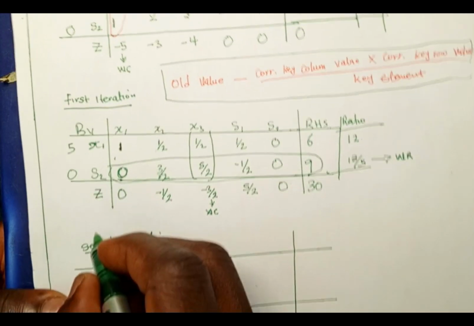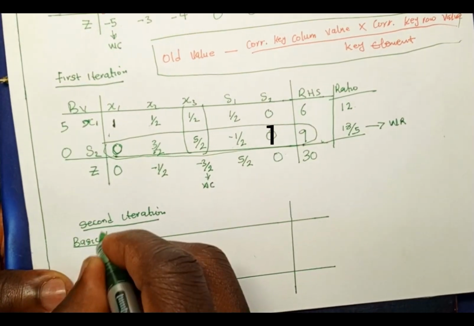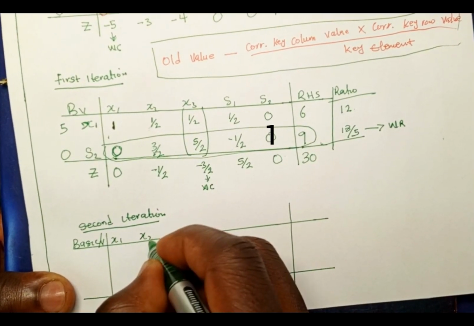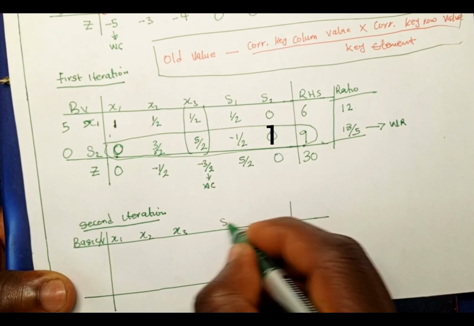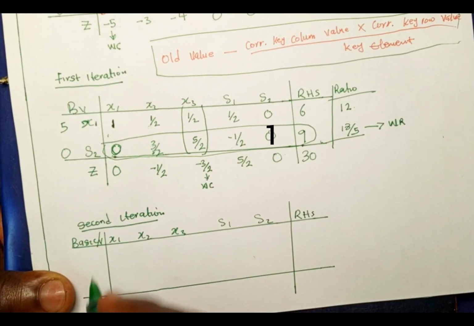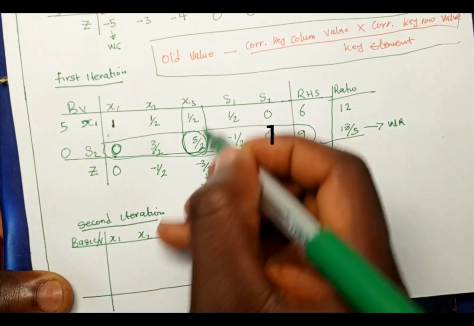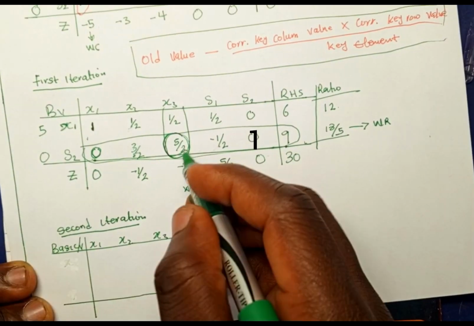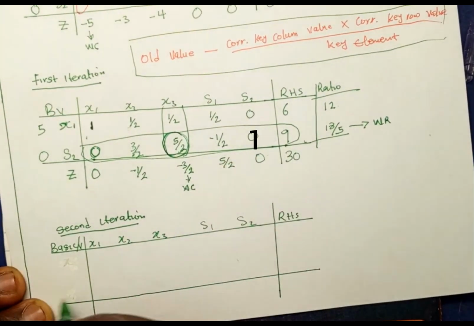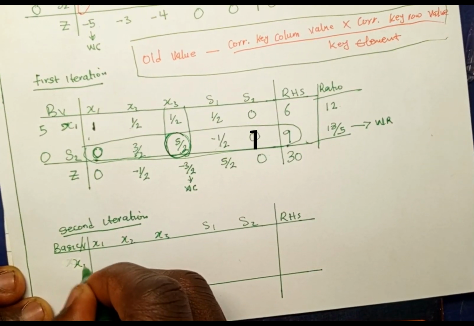We write our second iteration table with the basic variable, BV, and then we write the same columns: x1, x2, x3, then S1, S2, and then the right hand side. Where do we get our key element? At the intersection. So this is the key element, at X3. The key column is under X3 in row 2, so here is going to be X3, but the first row will still remain as X1.